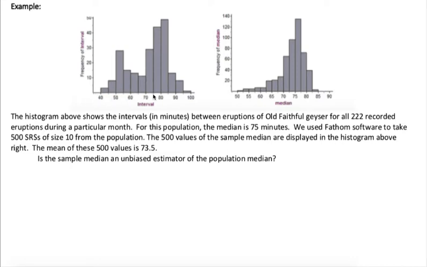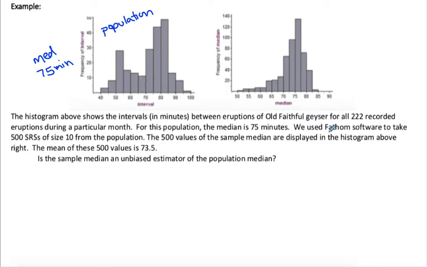Again, this is taking on some distribution here. It's not approximately normal. It's kind of got two peaks going on here. And it says this is our population idea because this was all of them. So for this population, the median is 75 minutes. So 50% of the time you have to wait less than 75 minutes, and 50% of the time you have to wait more than 75 minutes.